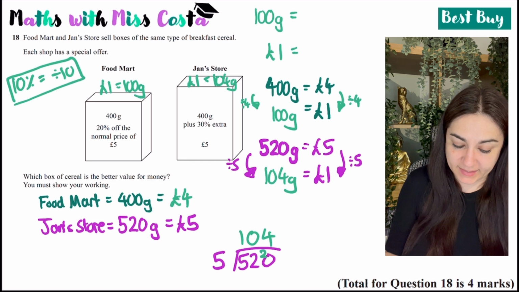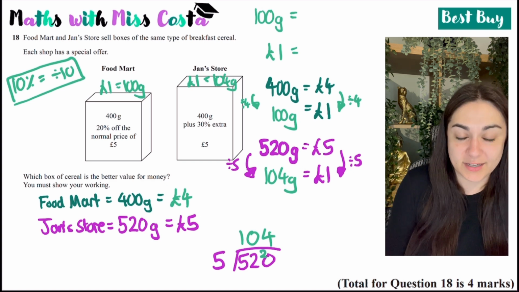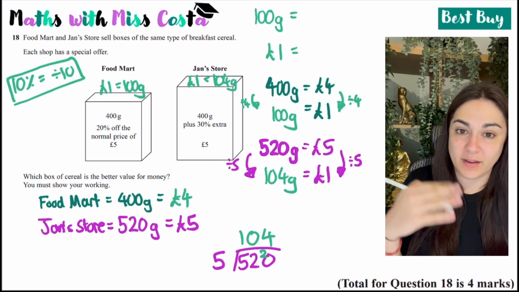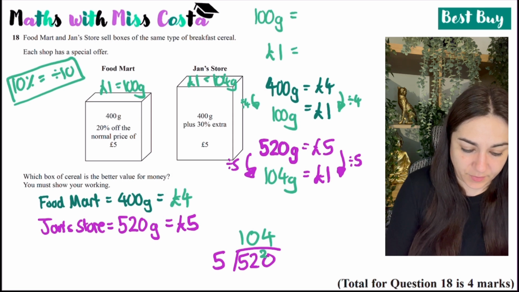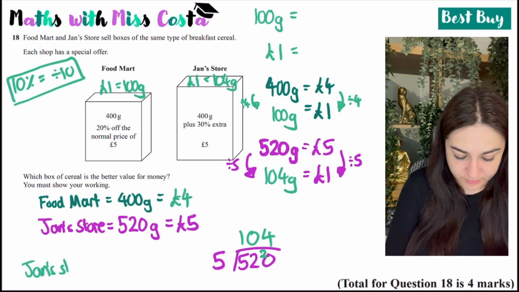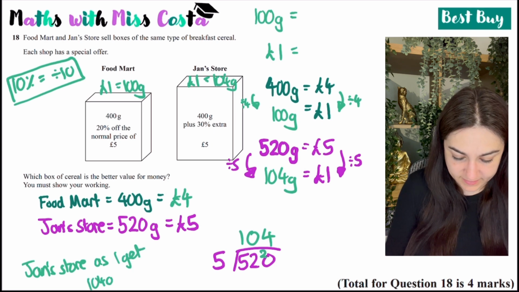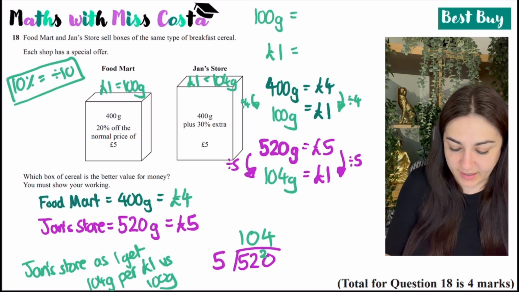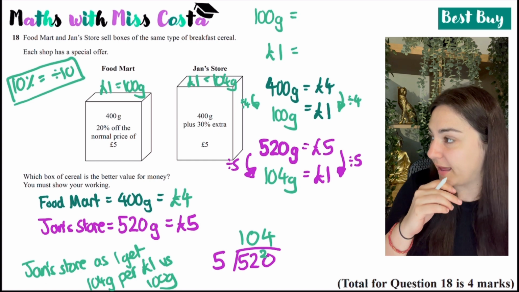So that means that I get more for my money at Jan's store, because for the same amount, I get more grams. So my conclusion would be Jan's store, as I get 104 grams per pound versus 100 grams. Your showing is going to support all of that.